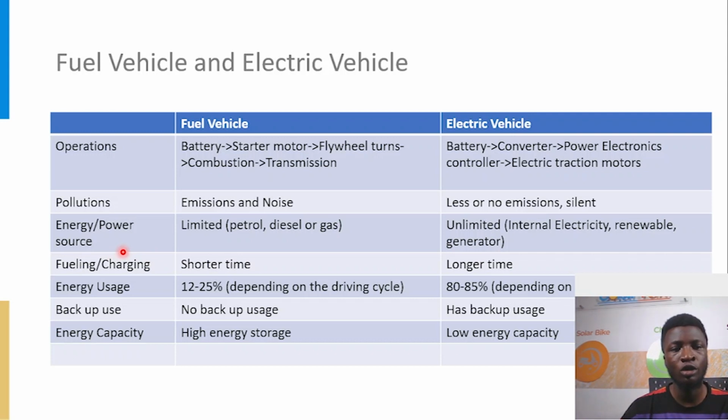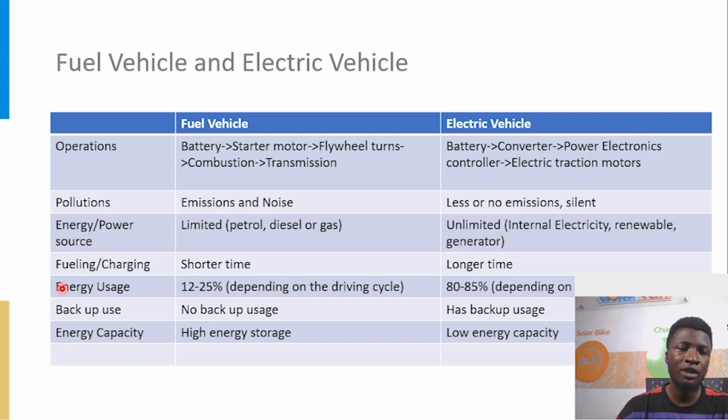Now, looking at the power source or the energy, you could see that it's limited. For example, in the Russia-Ukraine war, since there is a dispute between these two countries, the supply of this substance to the vehicle is less, so the fuel prices have gone up. But looking at the electric vehicle, you have an unlimited source, either internal electricity from your power distributors, like for example VRA, Widco, and ECG. You can also have a renewable source, solar panel, rain power, and you can even use a generator.